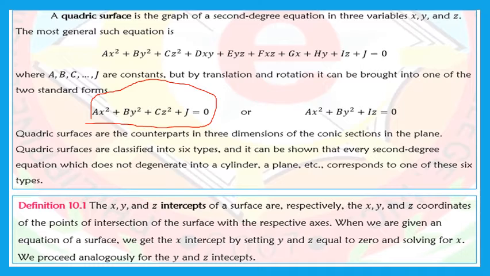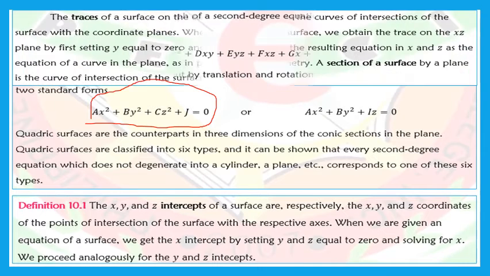If we are going to get the x-intercept, we let y is equal to 0. If we are going to solve for the y-intercept, we let x is equal to 0. We proceed analogously for the y and z intercept. So, the same din sa y and z. Kung y-intercept yung hahanapin, let x and z equals to 0. Kung z-intercept naman yung hahanapin, let x and y equals to 0.